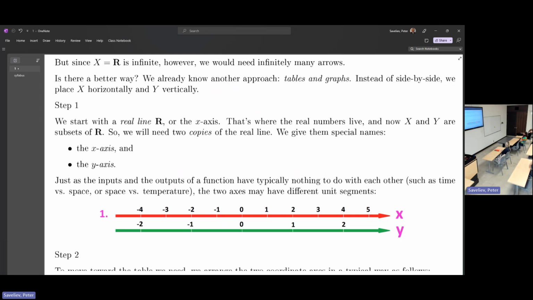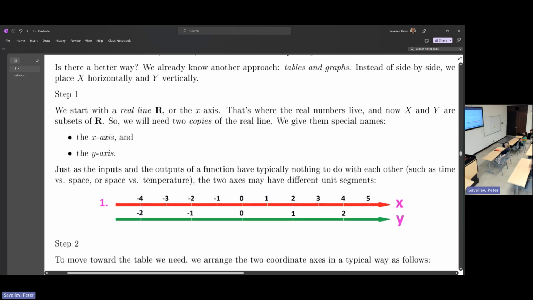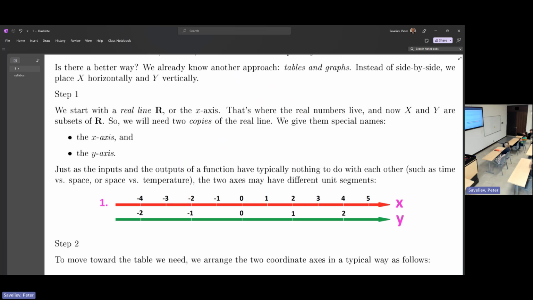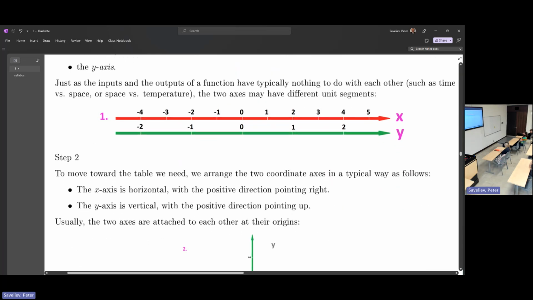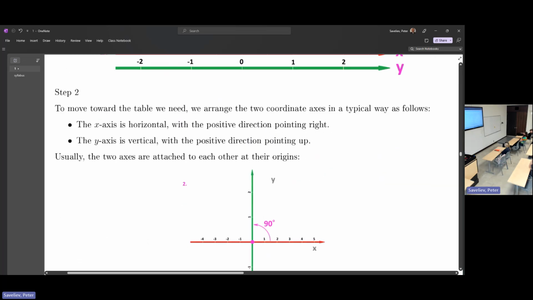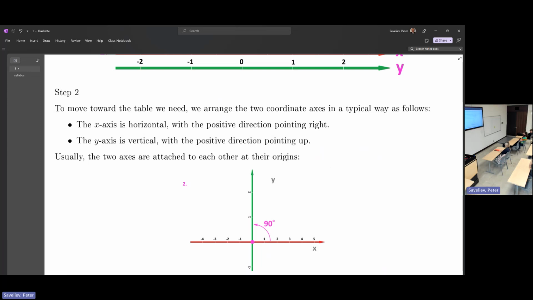I'm adding another one. I'm doing exactly the same thing with the y-axis, except the units might be different, and therefore the length might be different. It doesn't have to be, but certainly it might be. It makes sense to emphasize that. So that's step one. Step two. Step one is that we're building two copies of the real number line. Then we arrange them vertical and horizontal. And once again, traditionally, they are joined at 0 to begin with, 0 aligned with 0, at 90 degrees. Neither one of these requirements is set in stone.